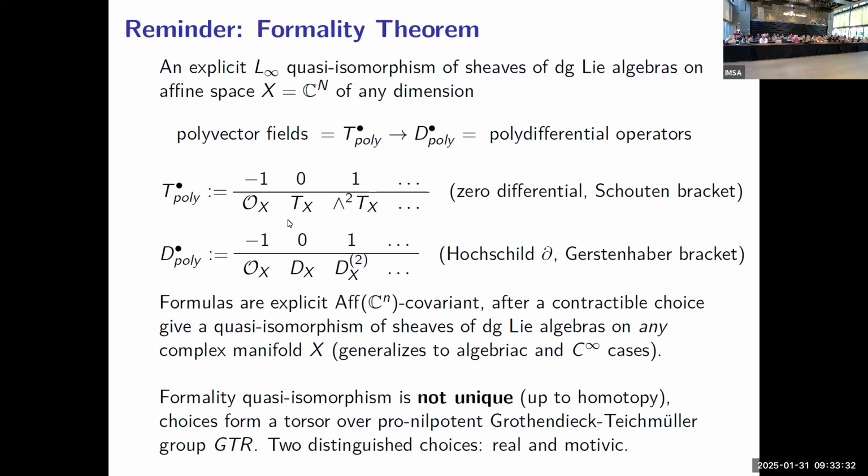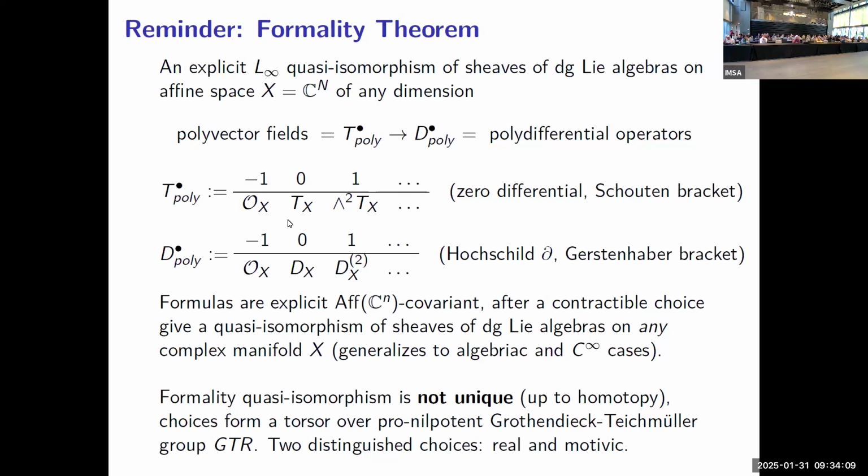So you can use it just as a black box. And you notice that in degree -1, you get the same component of both algebras, the sheaf of functions, but they start to differ. This formality quasi-isomorphism is not unique. There is an infinite dimensional space of such quasi-isomorphisms, and this space of choices is a torsor over a pro-nilpotent group.